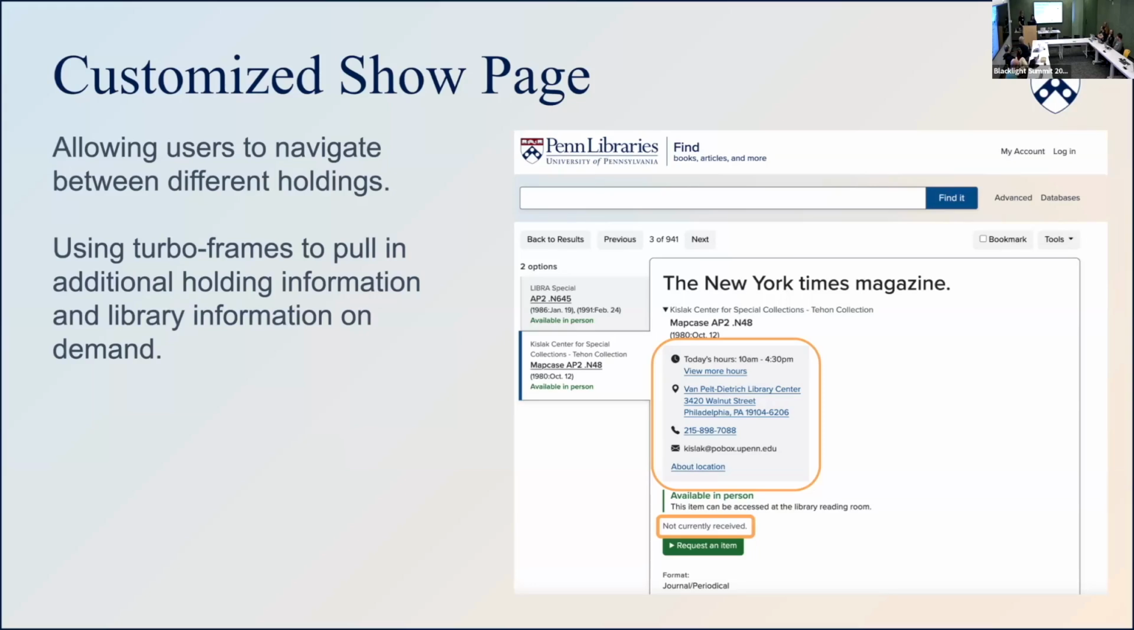In this case, this screenshot shows how we pull in library hours and library information from our Drupal site when the user clicks the tab on the top, the little arrow at the top. We also pull in additional holdings information that we don't get from the Alma availability API in a Turbo Frame down there. That allows us to be a little more dynamic and saves us from making a bunch of Alma requests before the user even looks at something.